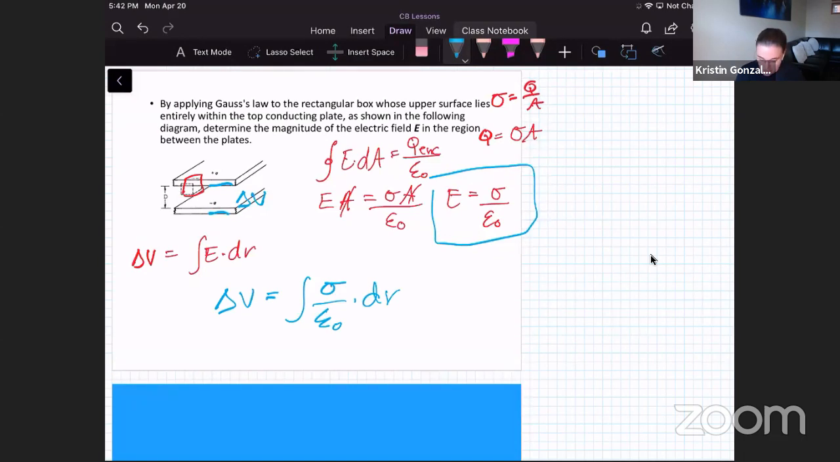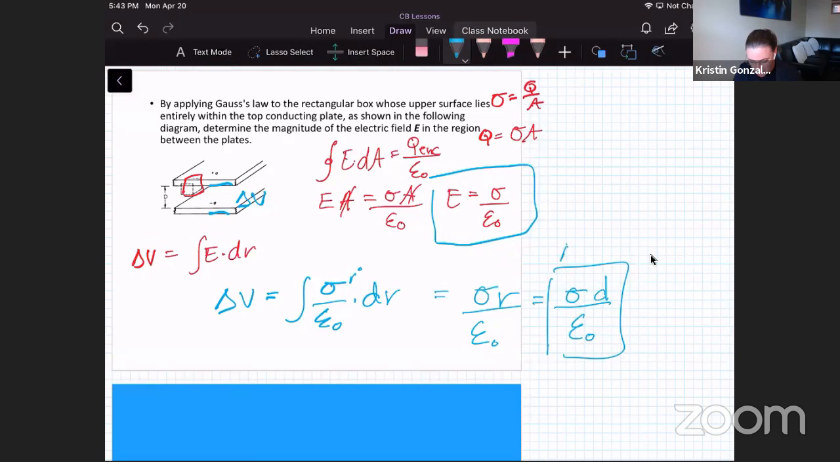And if we integrate that, we've got this imaginary R in here to the 0, right? So when we integrate that, that becomes sigma times R over epsilon naught. But what is R between the two plates? It's D. So this becomes sigma times D over epsilon naught. So that's going to be the potential difference between the two plates.